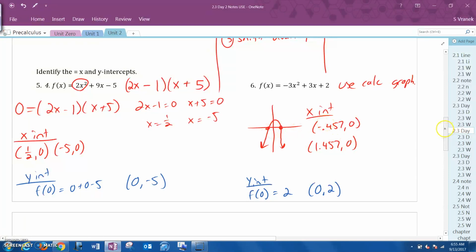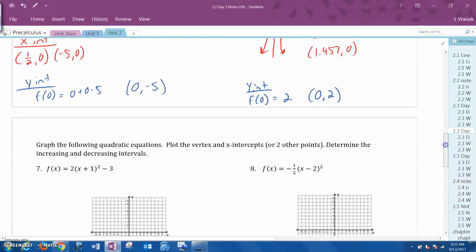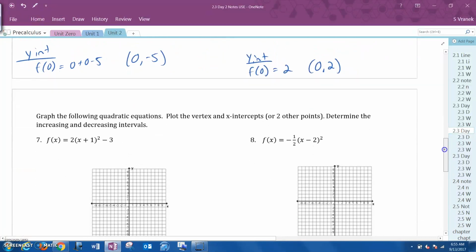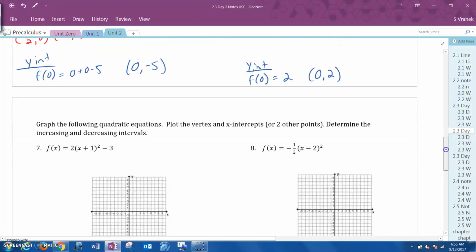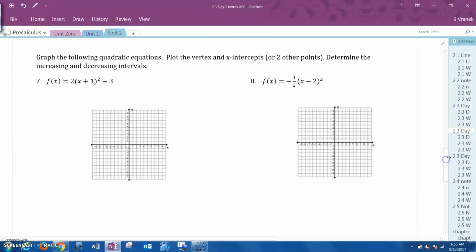Okay? All right. Graph the following quadratics, plot, and determine the increasing and decreasing intervals. The easiest thing to do for these is to find the vertex and then go 1 or 2 points over from there. So the vertex, because it's in vertex form, is negative 1, negative 3. We also know it's opening up because it's positive.